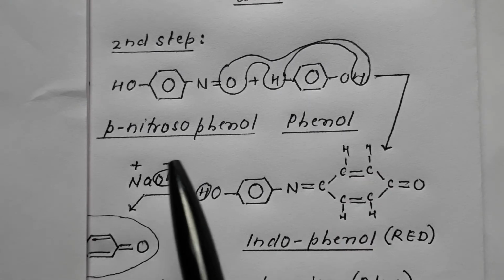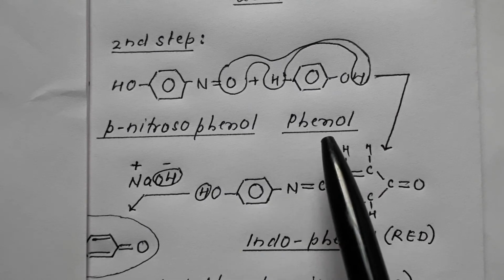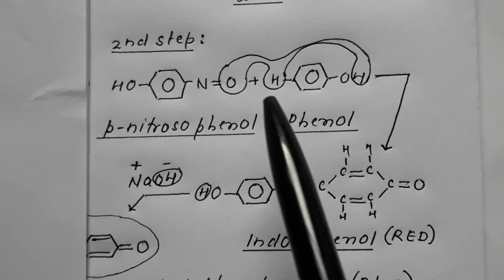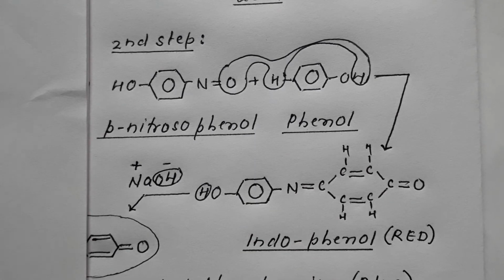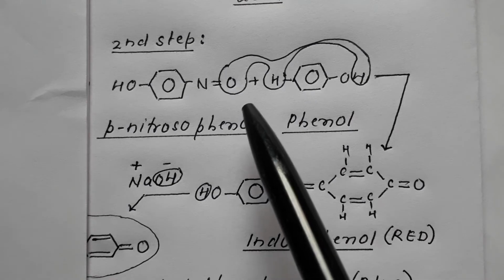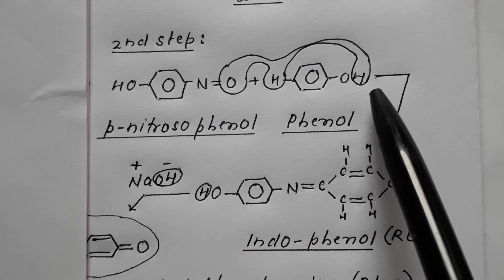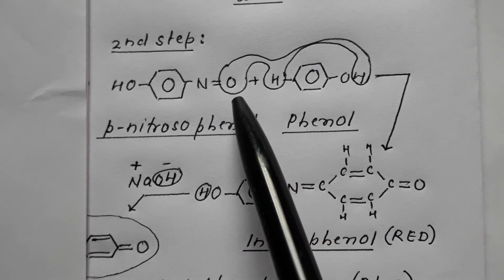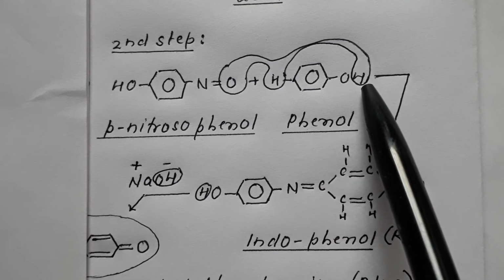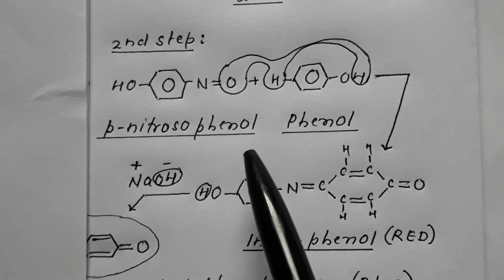So when para nitrosophenol is made to react with phenol, it will lose a water molecule. Very, very important. Just concentrate on how the water molecule gets removed. The O from here, one H from here, and one H from here go in the form of a water molecule, and this ring combines to the nitrogen.